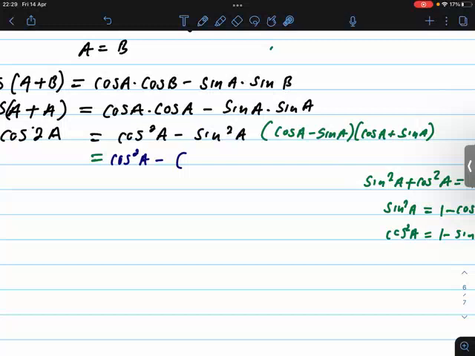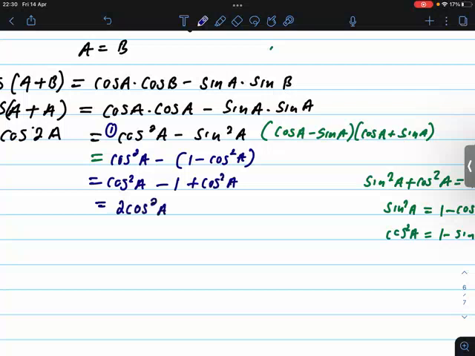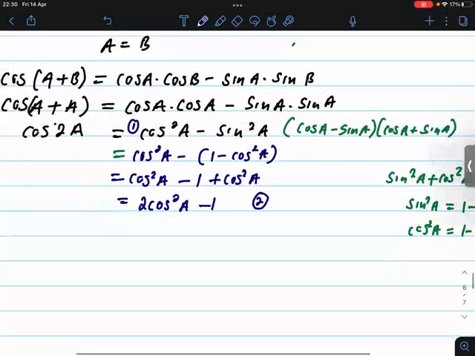So it's 1 minus cos squared A. And then there you're going to have cos squared A minus 1 plus cos squared A. Then the like terms, you can add them. That becomes 2 cos squared A minus 1. Then this becomes the second identity. Are you happy there? Yes, sir. Wait, sir, please, before you move on, sir.